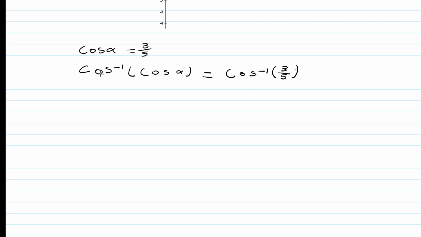Applying the arc cos on cos alpha yields angle alpha, and that will be equal to the arc cos of 3 divided by 5. Now this, we can find the value of when we apply it on our calculator.